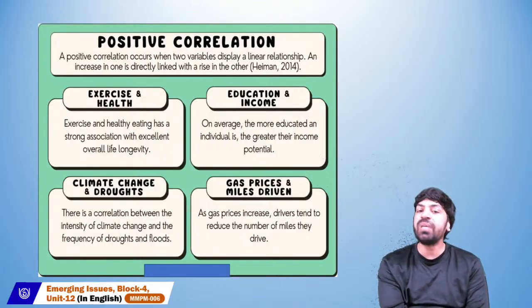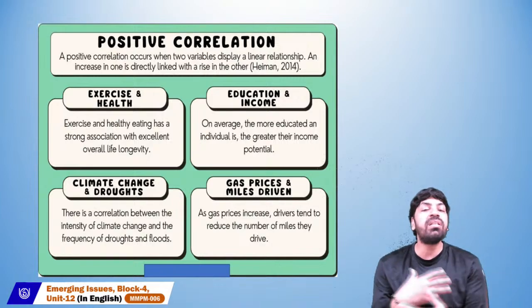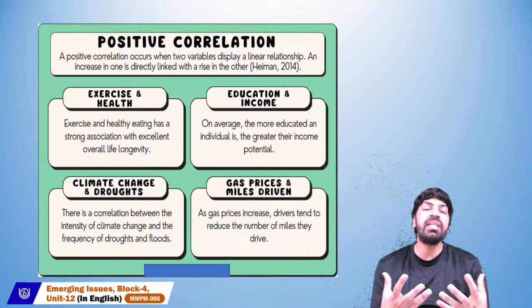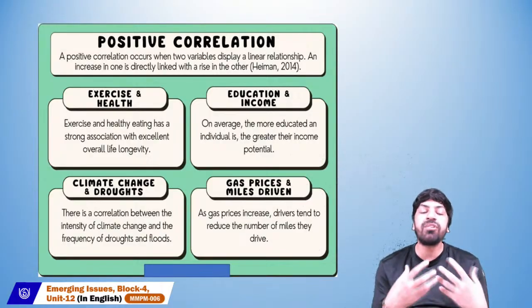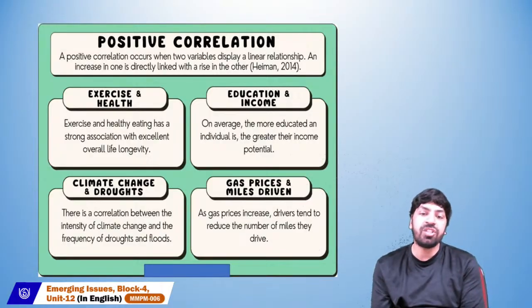Let's talk about education and income on an average level. The more educated an individual is, the greater their income potential would be. Climate change and droughts. There is a correlation between the intensity of the climate change and the frequency of floods and droughts that come up in India.